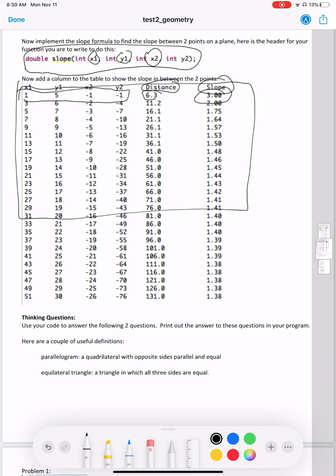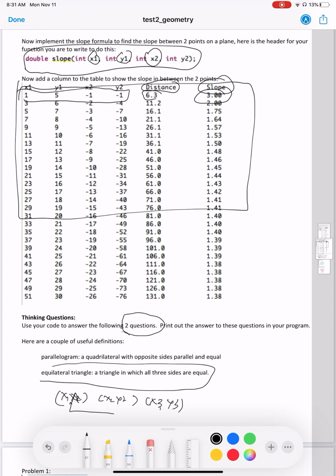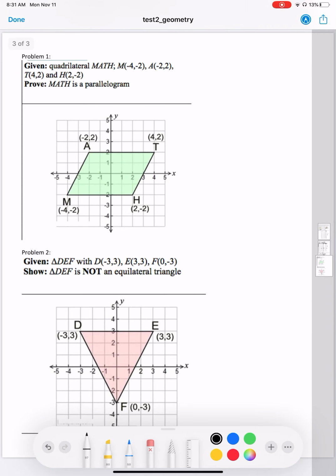The next thing that you need to do is these two questions. You can answer these two questions using your code. That means if you have a triangle, you take in three points, basically three pairs: x1, y1, x2, y2, x3, y3. Calculate the distance between these two, calculate the distance between these two, calculate the distance between these two. So you have three distances, and if they are equal, then your triangle is an equilateral triangle. So essentially that's the first one.